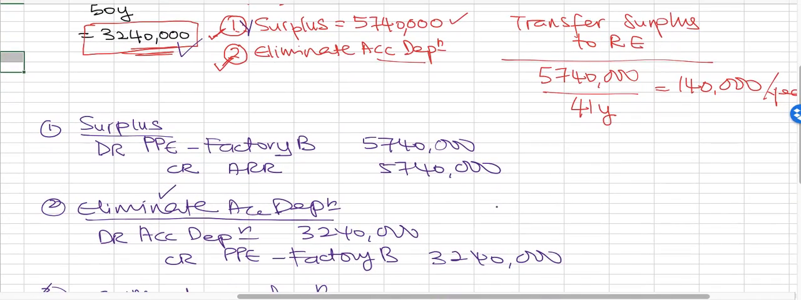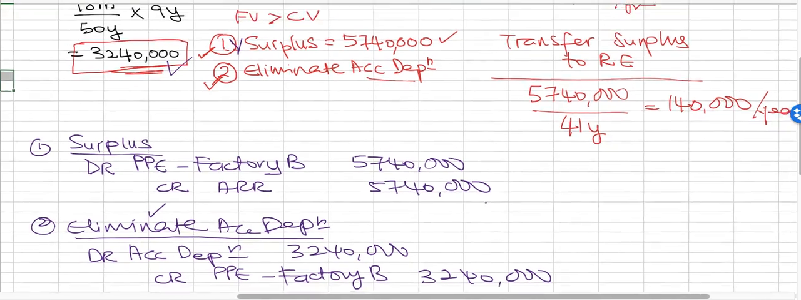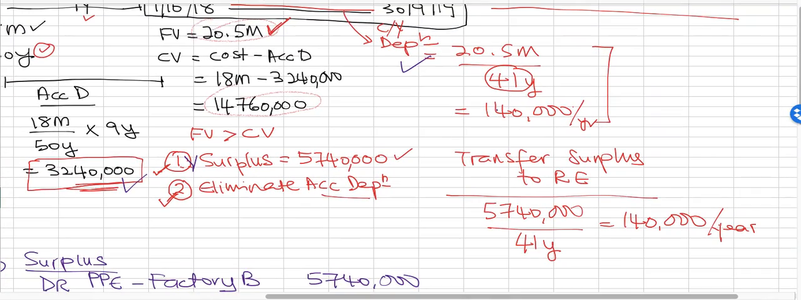Sekejap, kok salah. 20. Saya salah kira ke ni? Salah ni. 20.5 divided by 41. Berapa? 20.5? Oh, 500,000. This is not 140. This is 500,000.